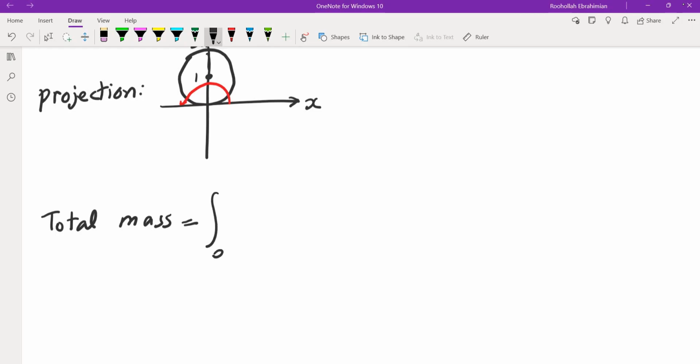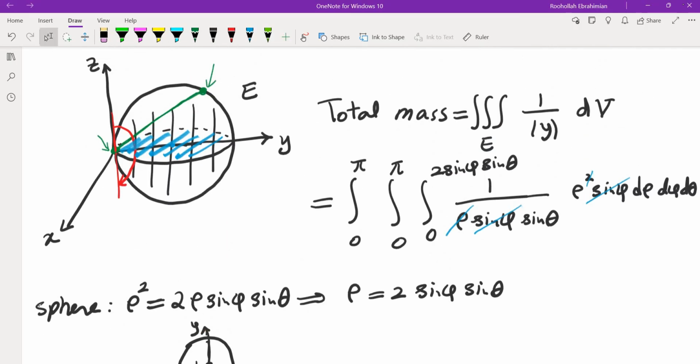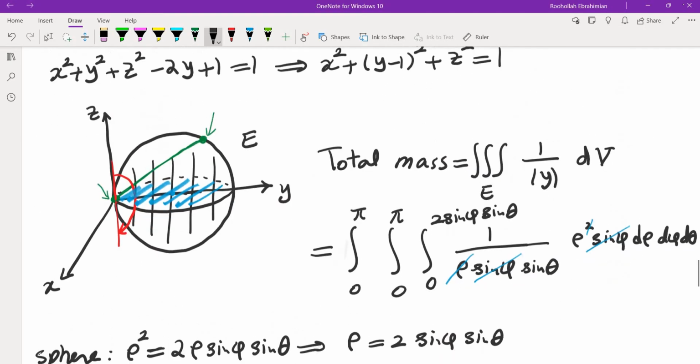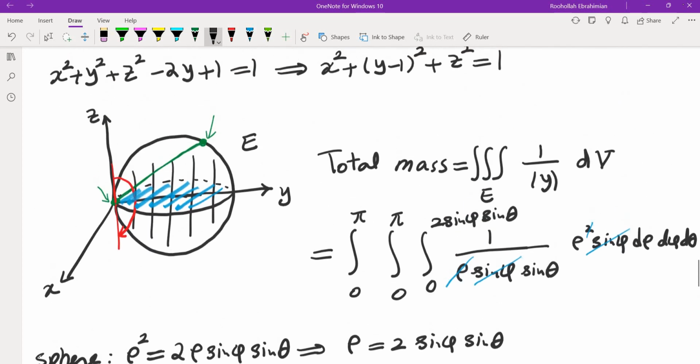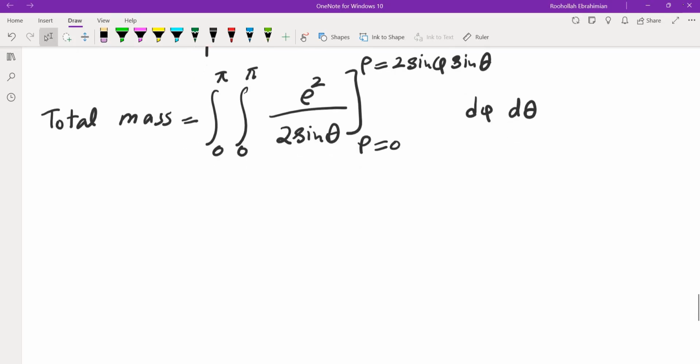is going to be integral from 0 to pi, integral from 0 to pi. So here we got rho over sine theta. That's the only thing that is left. Rho over sine theta, the integral becomes rho squared over 2 sine theta. And then we'll have to evaluate that from rho equals 0 to rho equals 2 sine phi sine theta, which is the upper limit of integration. And then d phi d theta.